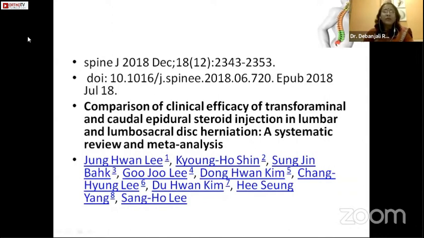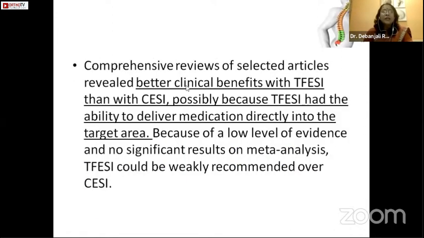transforaminal and caudal epidural steroid injection in lumbar and lumbosacral disc herniation, which is a meta-analysis. They say that clinical benefit with transforaminal epidural steroid injection is better than caudal epidural steroid injection because it has the ability to deliver the medication directly into the target area. But the evidence is very low.